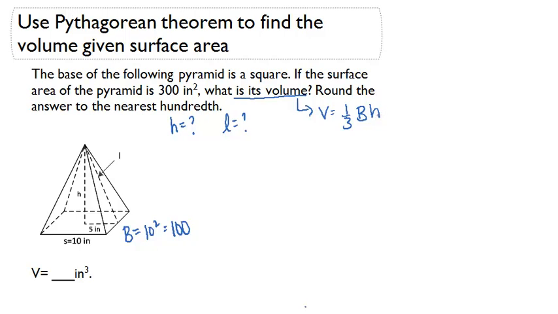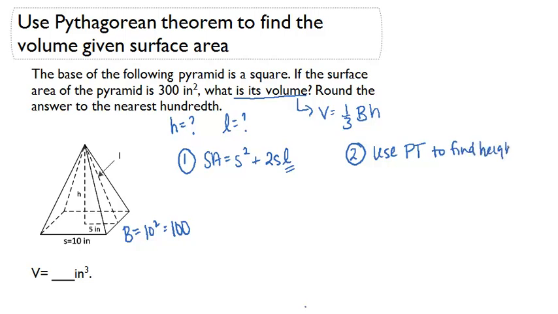So I'm actually going to have to use two steps in order to figure out the h. The first step is I'm going to need to use the surface area formula to work backwards to get the slant height, or the L. And then my second step is going to be to use Pythagorean Theorem, I'm going to abbreviate that PT, to find height given the slant height. So the first thing we should do is solve backwards to figure out the slant height.